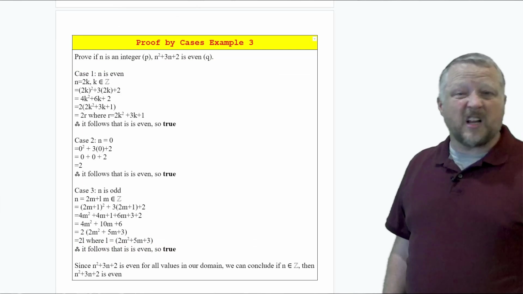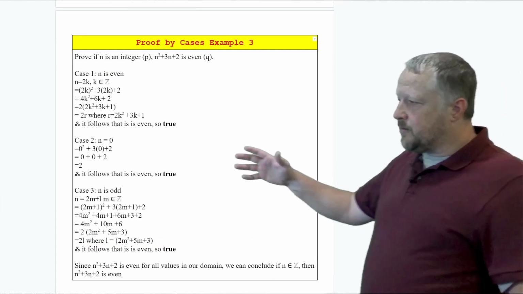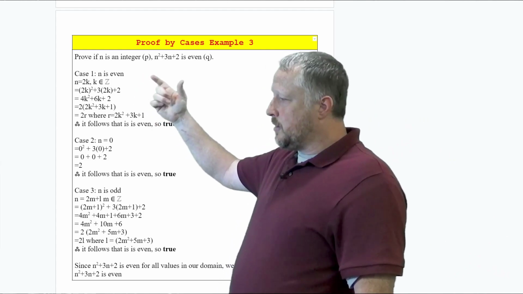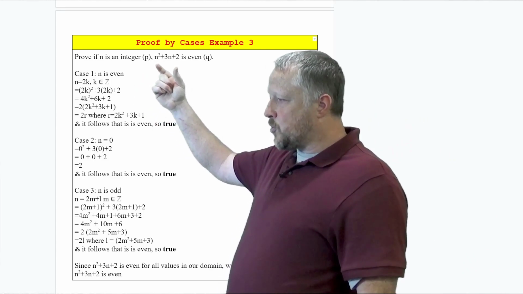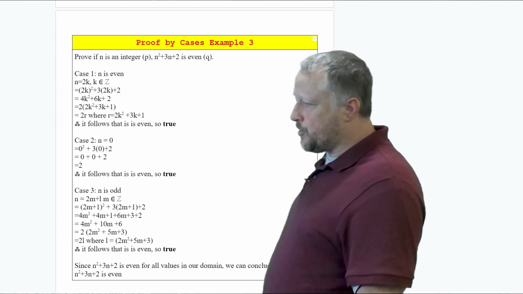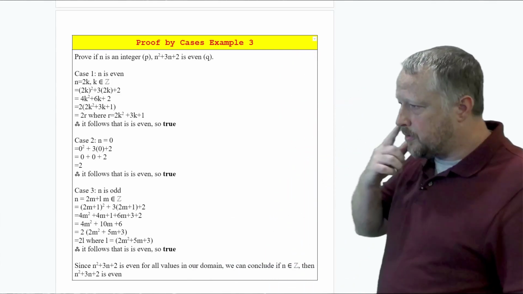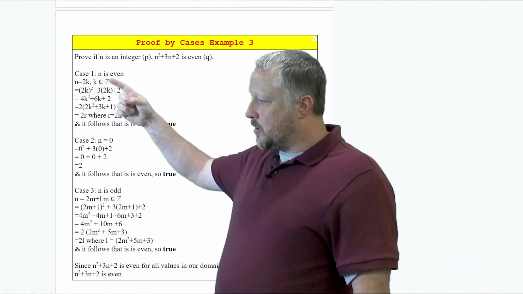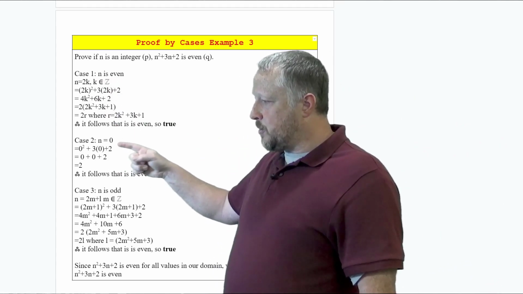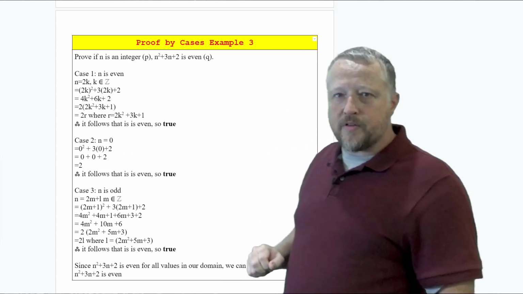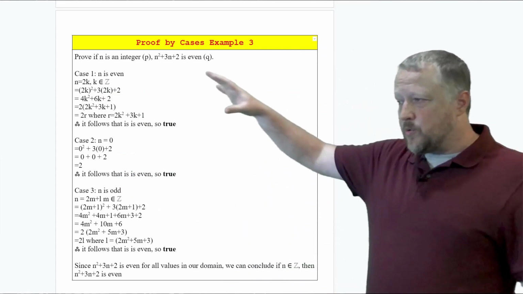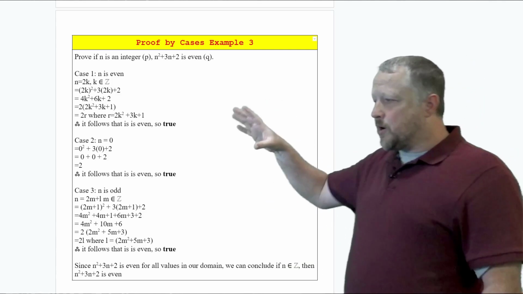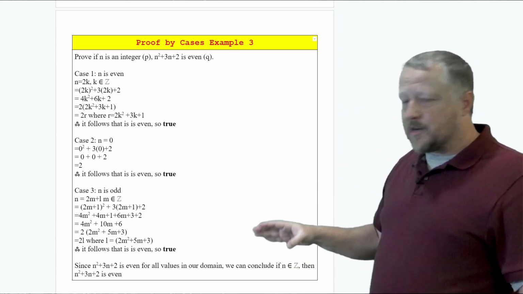This one, frankly, I like a little more. We're given an equation: if n is an integer, that's p, then n squared plus 3n plus 2 is even. That's our q portion. So what am I going to do? n is an integer. You've seen this before. n is even, n is equal to 0, n is odd. That looks pretty familiar. Now, to be honest with you, I wanted to show all the work, so it's not as flat as the previous one. But I wanted to show you all the work on getting everything done and situated.